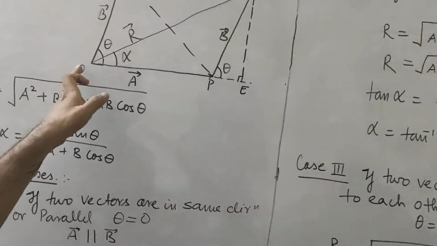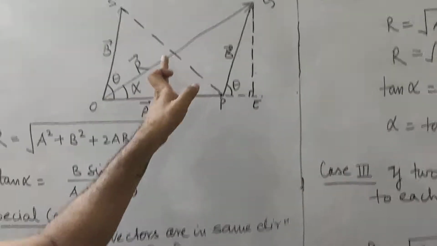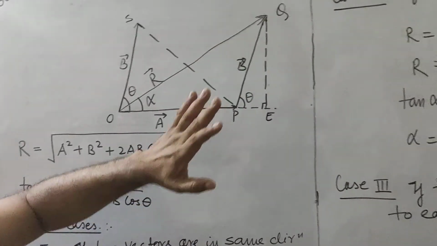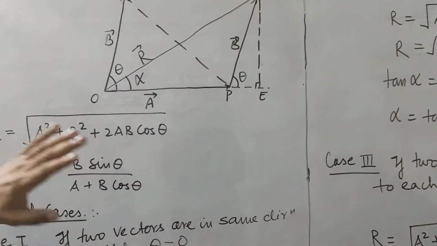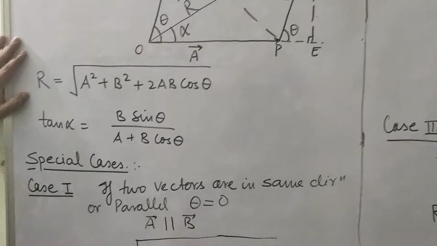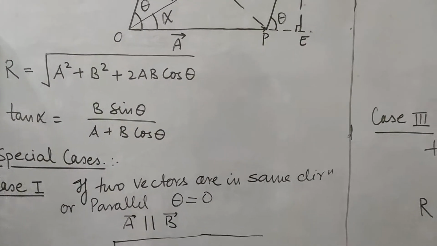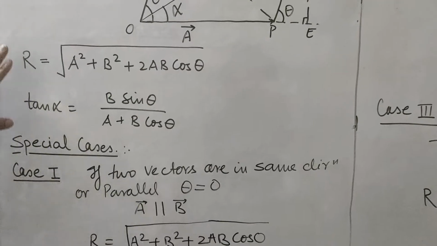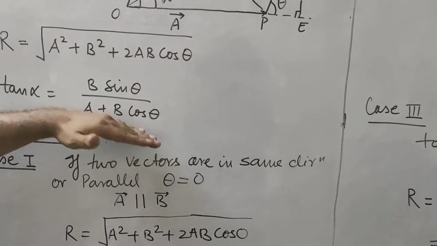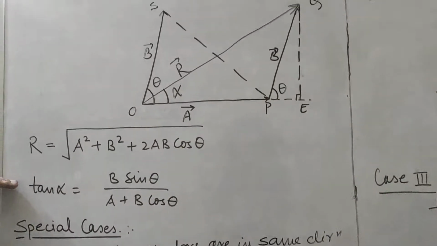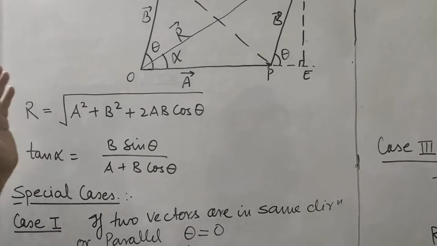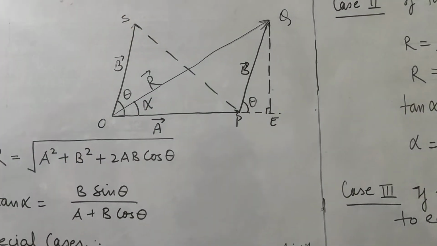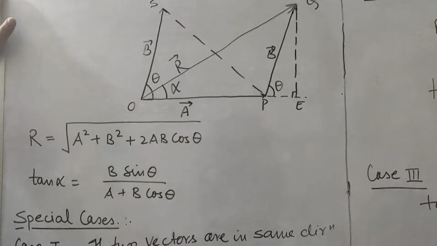Alpha will give the direction of the resultant R. Rest will remain as it is. We will obtain the resultant as under root of a square plus b square plus 2ab cos theta, and the direction is given by tan alpha equals b sin theta upon a plus b cos theta. This you have already derived in the triangle law of vector addition. The same concept will be applied over this diagram also. This is for the parallelogram law of vector addition.